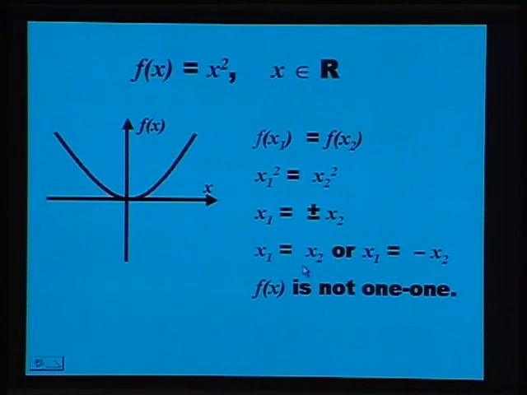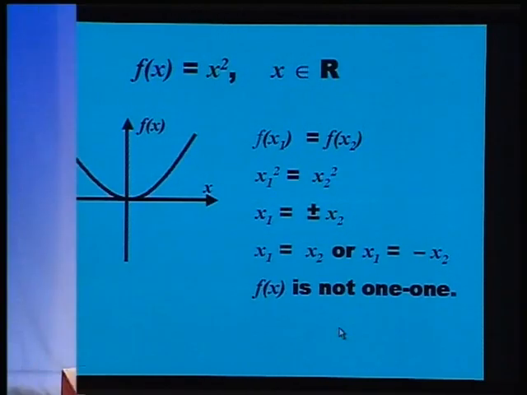Which means that there are two elements of the domain, x2 and minus x2, which have the same image. Therefore, f(x) is not 1-1.